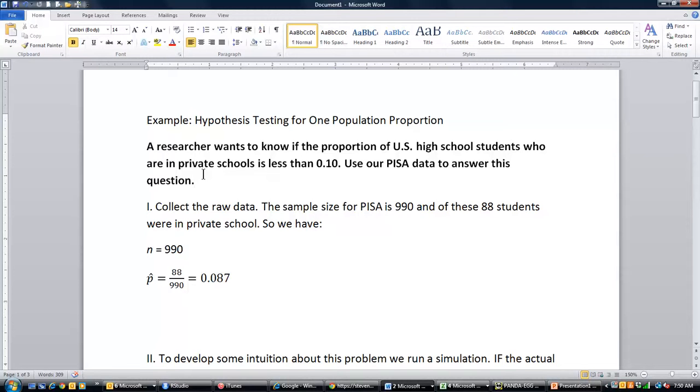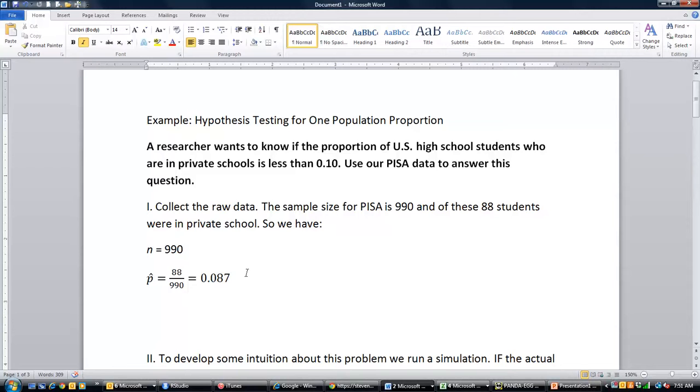So first we look at the raw data. The sample size for PISA is 990, and of these, 88 students were in private schools, so we have sample size n equals 990, and sample proportion, p hat, of 88 divided by 990, or 0.087. So this is the data we're working with. We see that 0.087 is less than 0.10, but the question is, is it so much less that we believe 0.10 is not the true population proportion? In other words, is this 0.087 statistically significantly lower than 0.10?